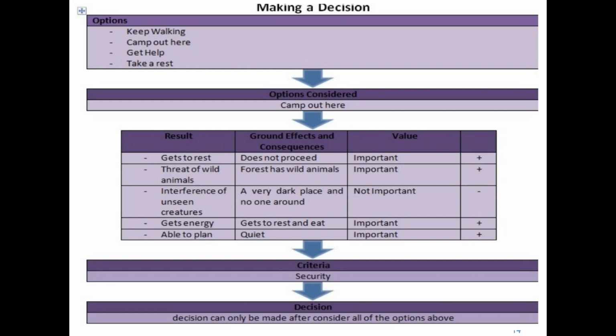So they take camp out here, and after that we see the result. What kind of consequences or effect and what kind of value. Then this is the criteria you take into consideration. It's all about security. After that, what is the decision? The decision can only be made after considering all the options above. I hope all of you will understand after seeing this table. If you have some problem in your life, just do it like in this table, then try to think as a normal human how to solve the problem.